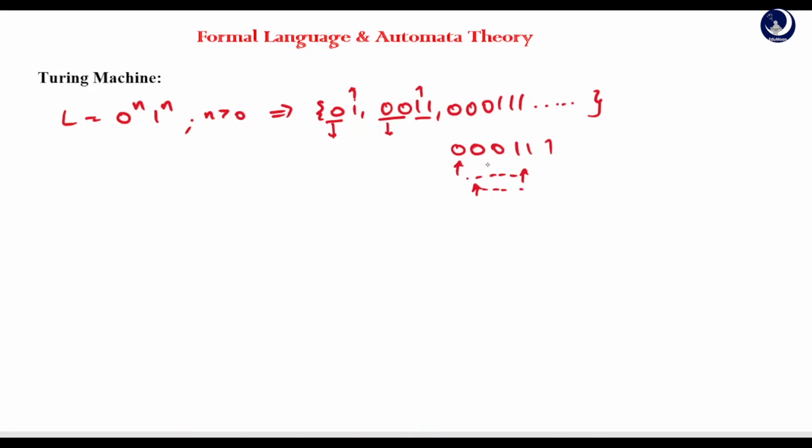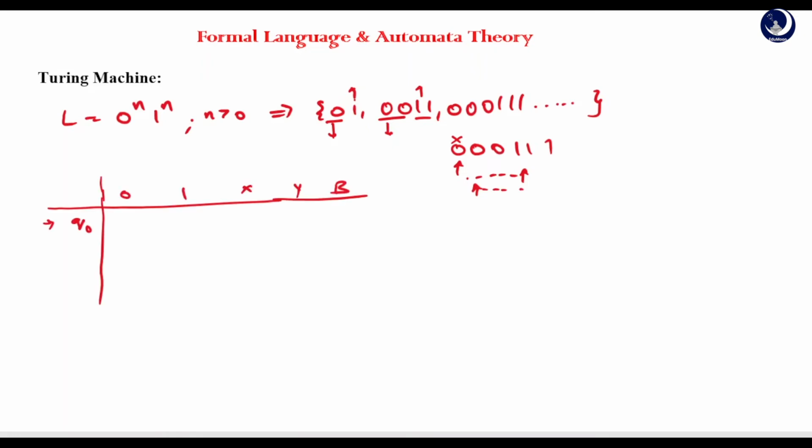So the finite control can move from the first 0 to the first 1 and come back to the second 0 and check the second 1, and so on. And to identify how many zeros we have already checked, we require a tape symbol, so we can mark on the tape how many zeros we checked. So the transition table can be written as follows.